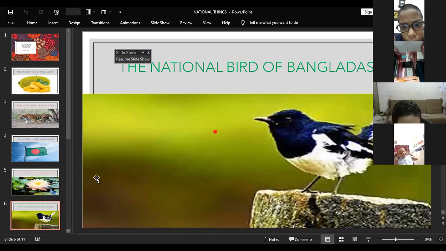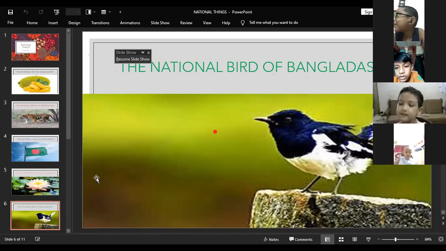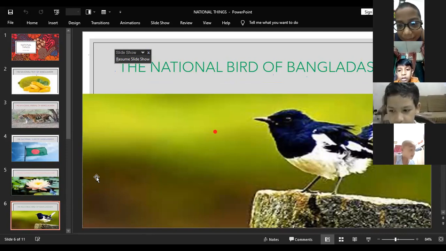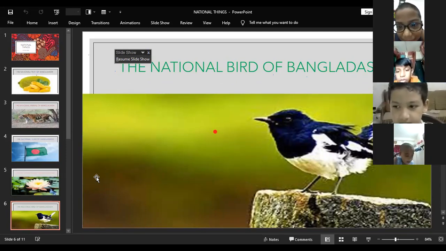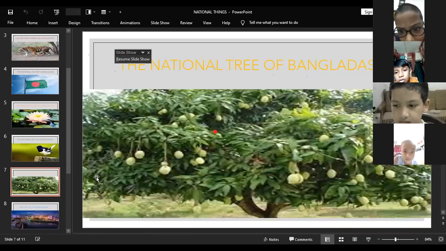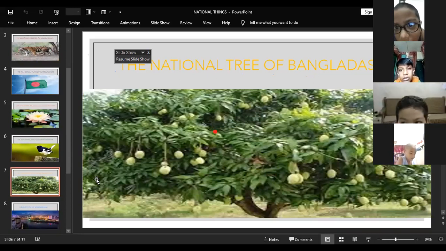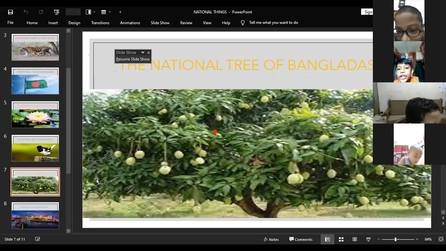Okay. What's the name of our national bird? This is magpie, okay? Magpie. Tarat Mashton, this is magpie. What's the name of our national tree? Can you please tell me what's the name of our national tree? Mango tree. I like mango.